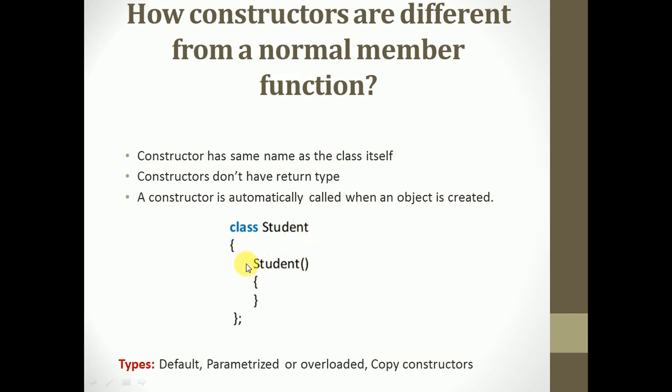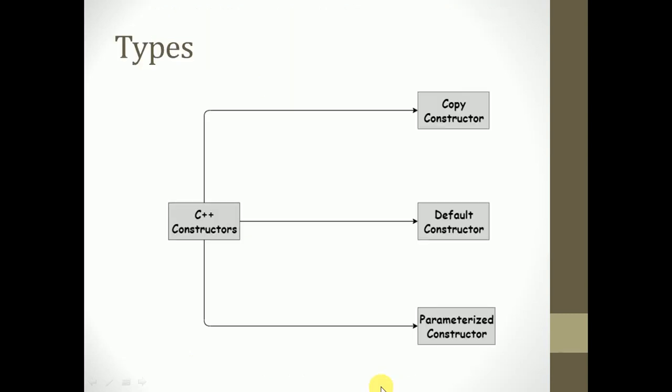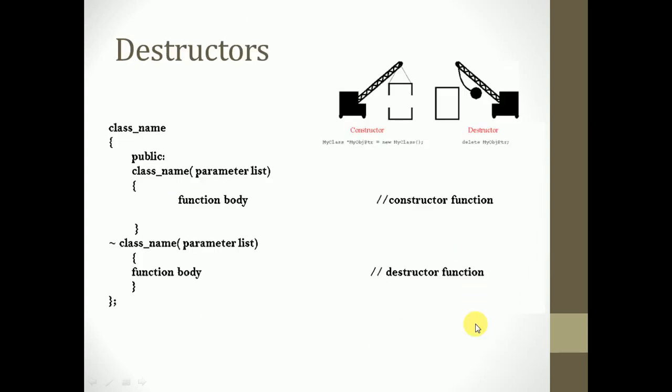There are different types of constructors. We have default, we have parametrized or overloaded constructors, then we have copy constructors. We'll see them one by one. These are the different types of constructors: copy constructor, default constructor and parametrized constructors.